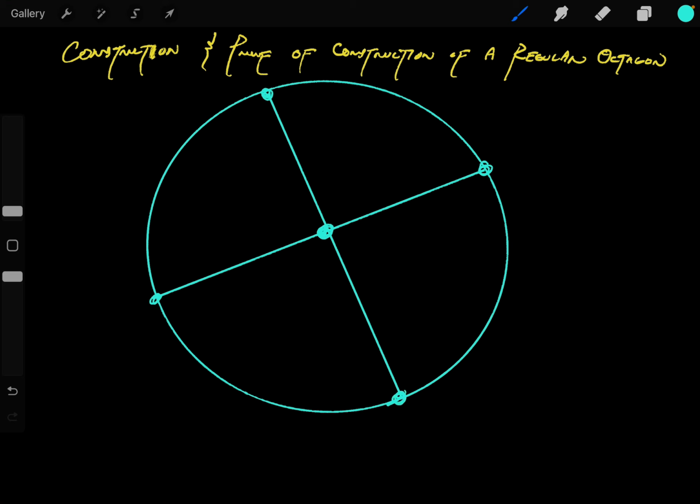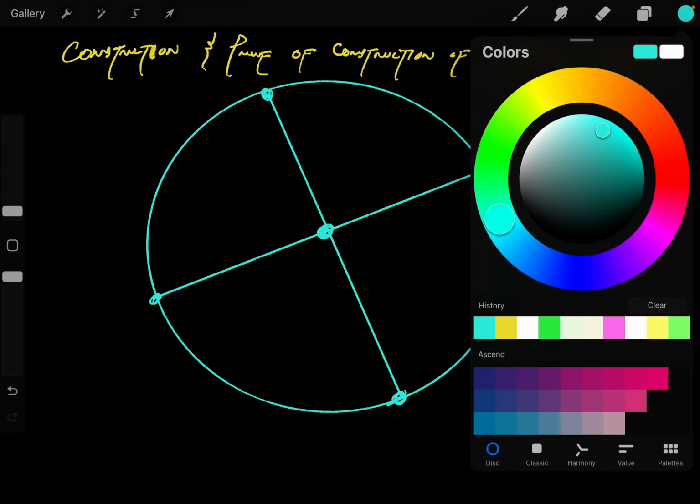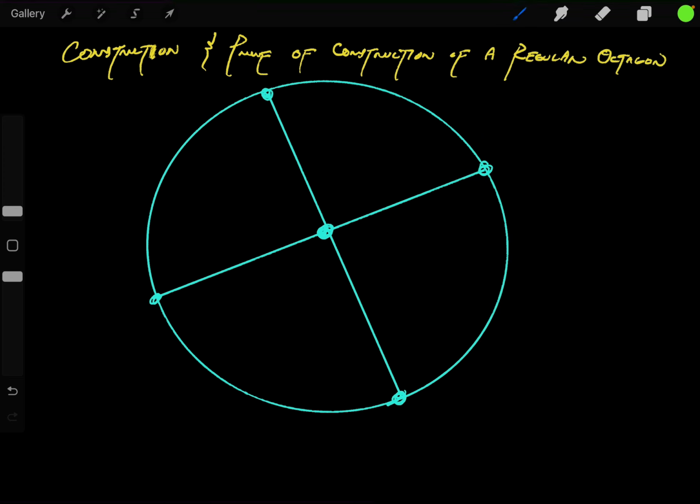But then what you do is construct the angle bisector of this angle. I'm just going to refresh you: this green line that I'm going over again is, remember, the perpendicular bisector. So these are all right angles. And then you construct the angle bisector of this right angle right here.